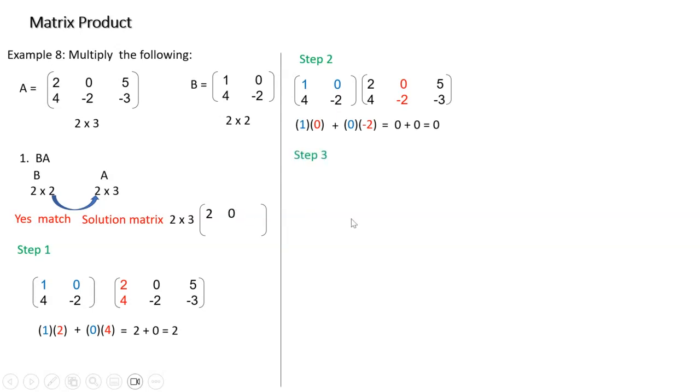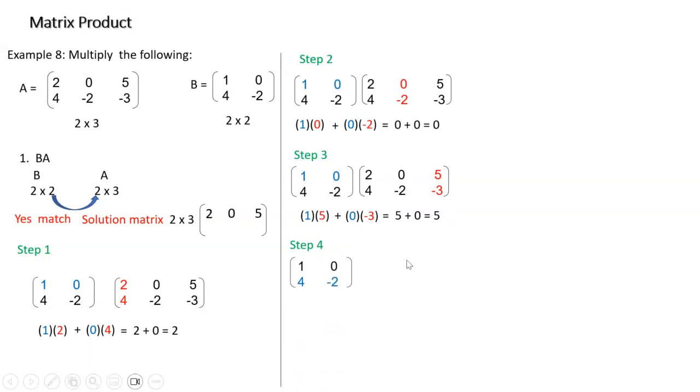Now step 3. Repeat the process, but now I'm going to multiply times the third column. So it's 1 times 5 plus 0 times negative 3. This will give us 5 plus 0. The answer is 5. So this element, the 5, will be the first row, third column. If you notice, guys, there are no more columns. So on step 4, we stop with the first row and now continue with the second row, which will be in blue.